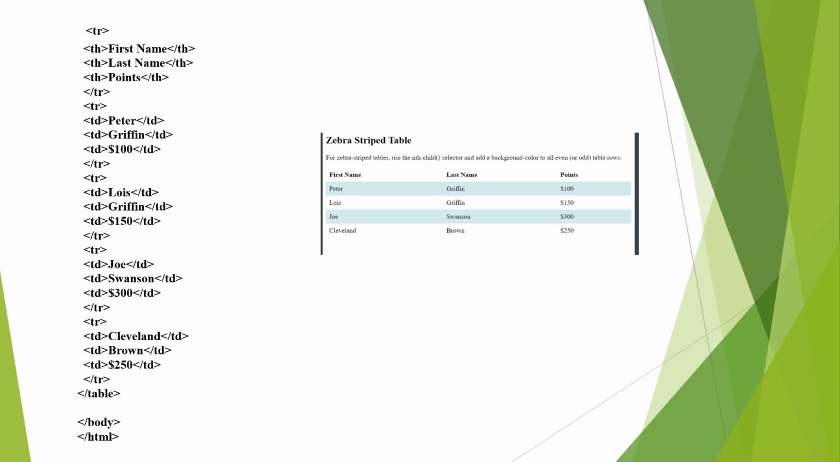The output is in the form of zebra stripes. So the styling basically consists of zebra stripe styling.